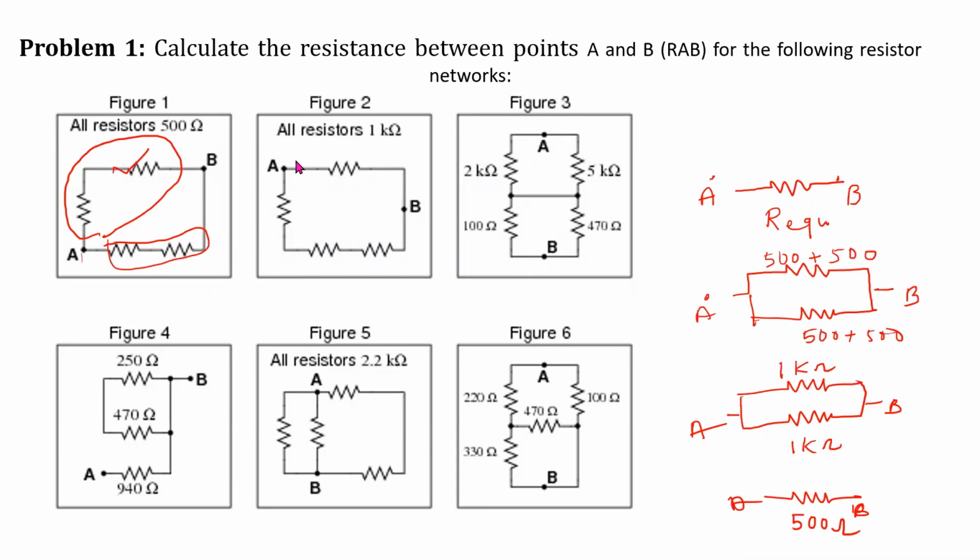All right. Then consider figure number 2. All resistors are 1K. 1K, 1K, 1K, 1K. Then can you tell me the answer for this? Received one answer here.